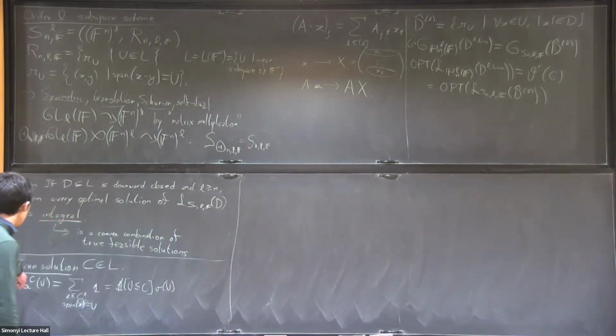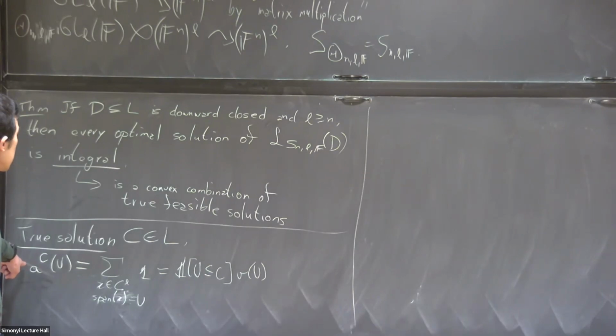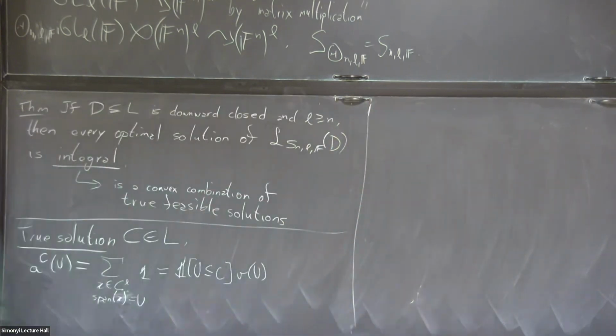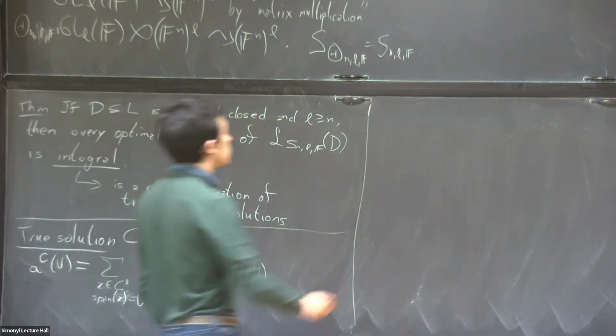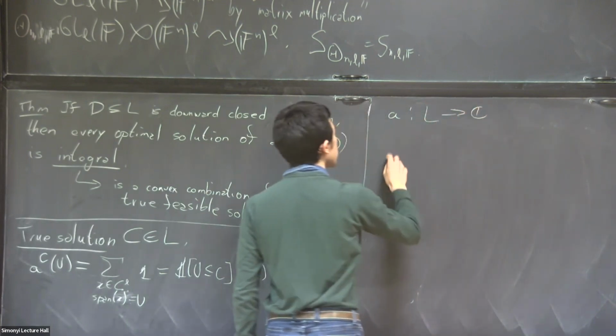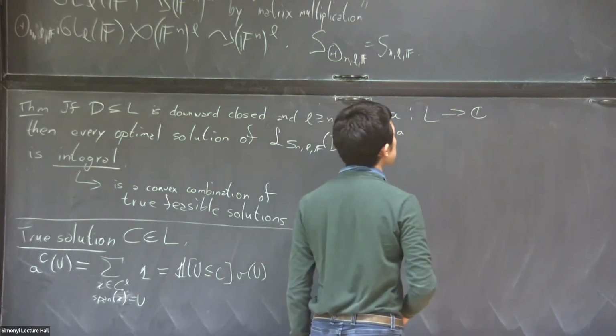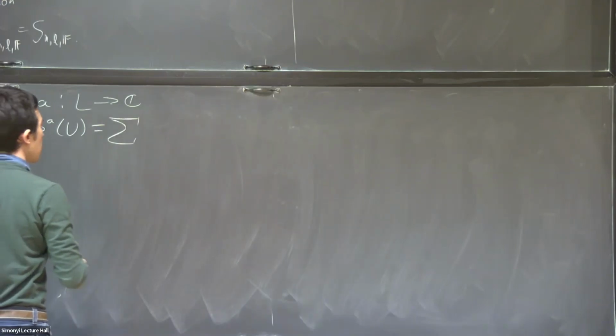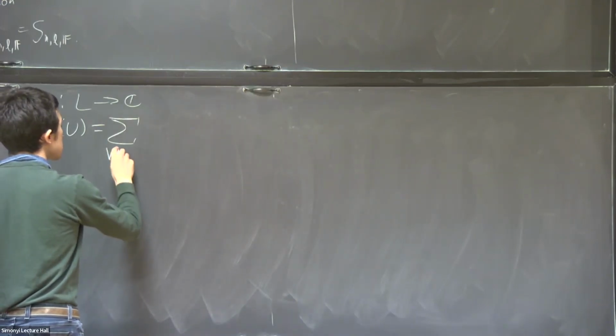So the point is that we want to describe an arbitrary function as linear combinations of these guys. So what we're going to do is a small definition, and let me just get the formula because I don't want to get it wrong. If I give you some function from L to C, I'm going to define PA. It's another function from L to C, defined like this. You sum over all V's containing U.